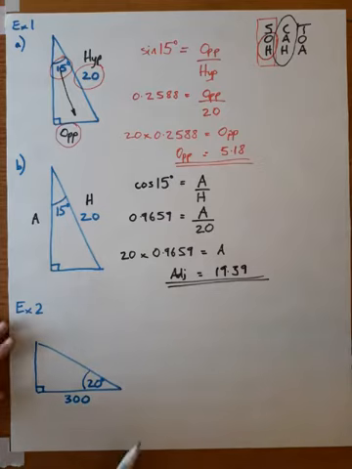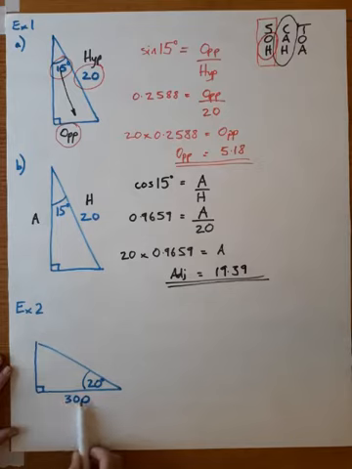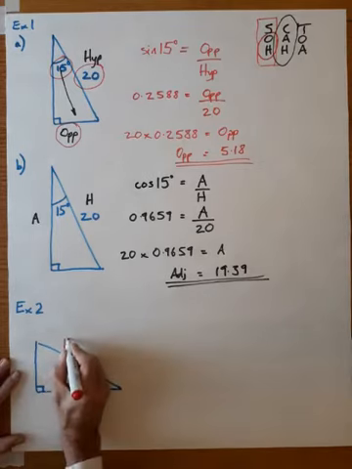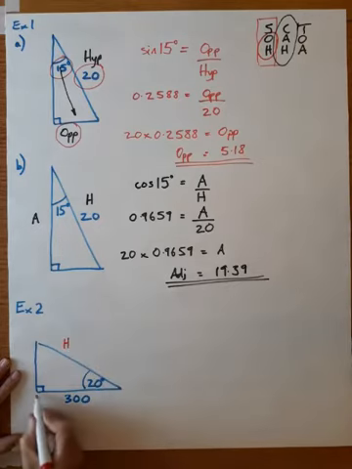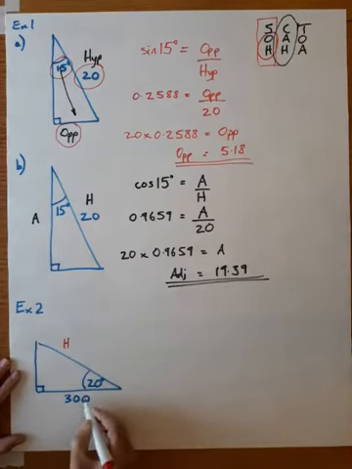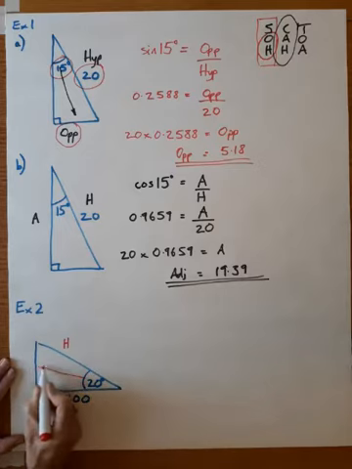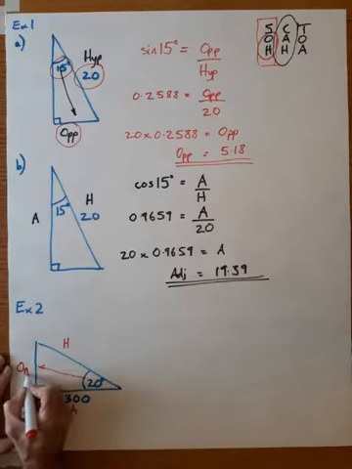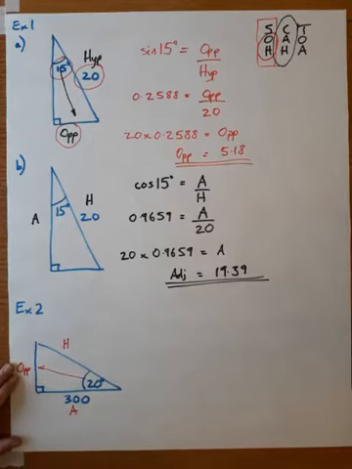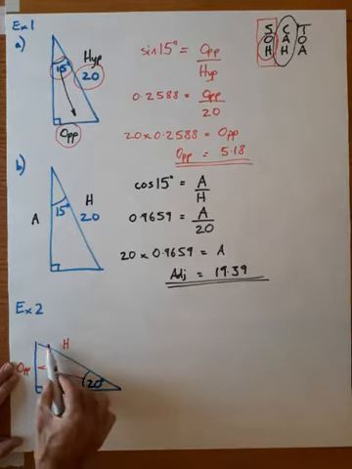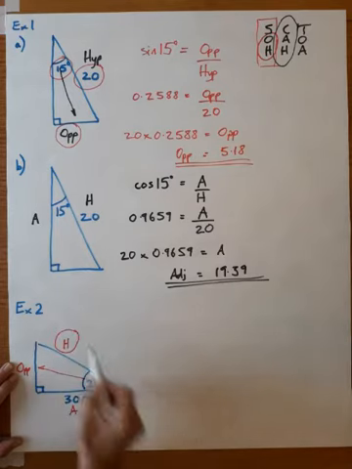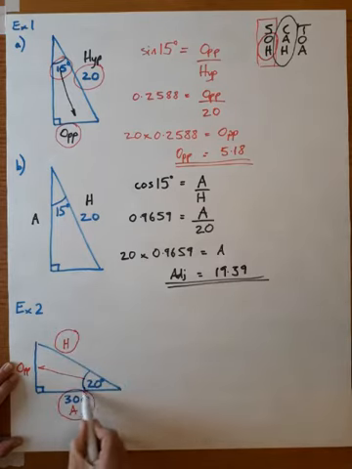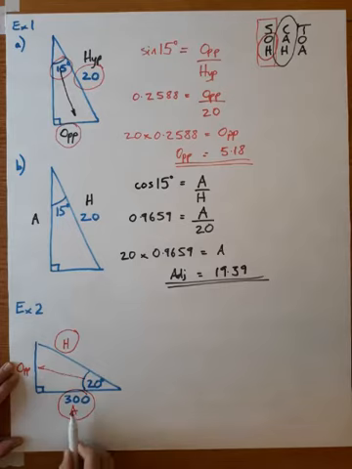Let's have a look at example 2. In example 2, one of the sides is 300 long and we have an angle. Label up the triangle. The long side is your hypotenuse. This side, which touches the angle, is adjacent, and that one is opposite. So the question says, find the length of the hypotenuse. So we want to find H, and we know A. Always look at what you know, what you want to find.